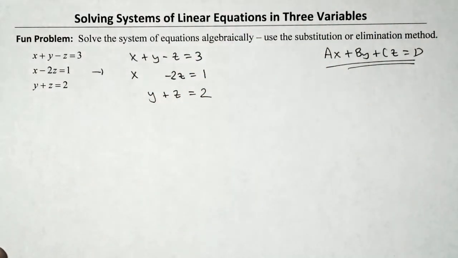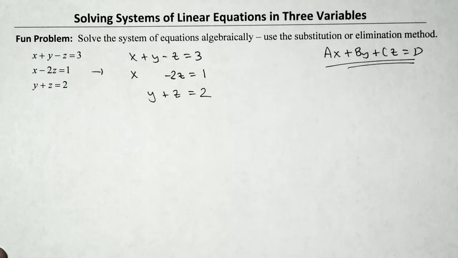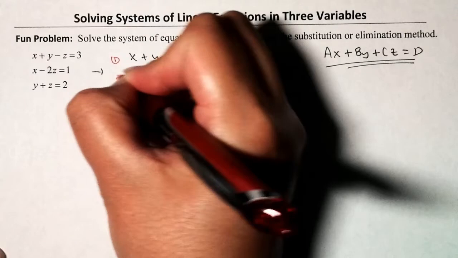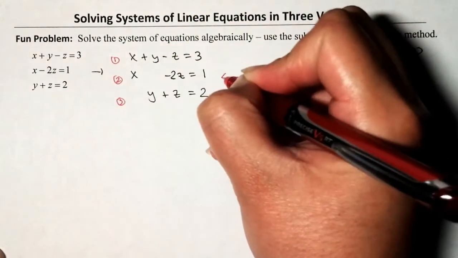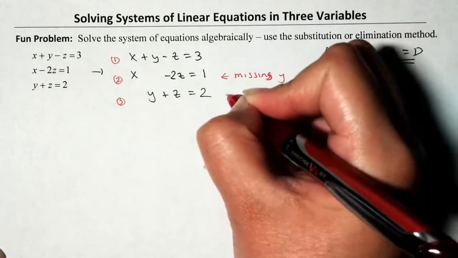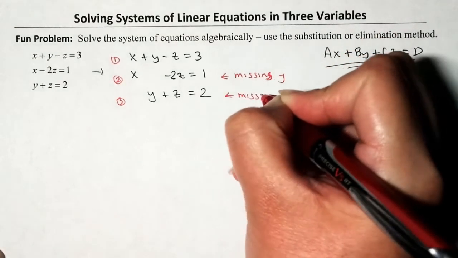So as you can see, not all three equations have all three variables. Let me go ahead and highlight which variable is missing. From the first equation, we have all three. The second equation is missing the y. And the third equation, yep, you guessed it, is missing the x.